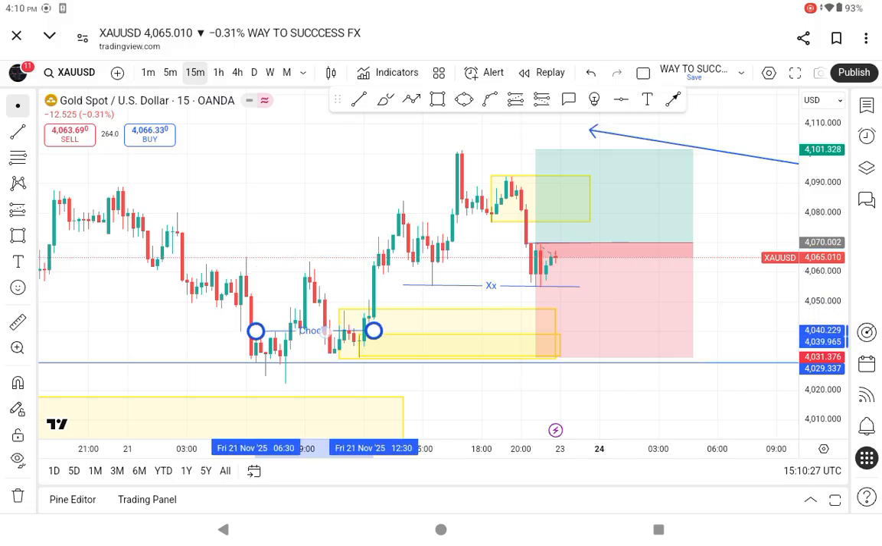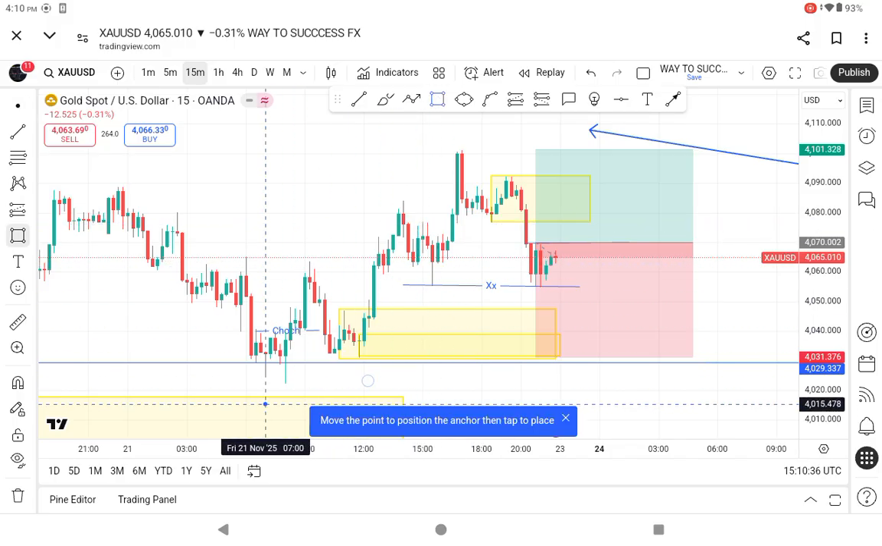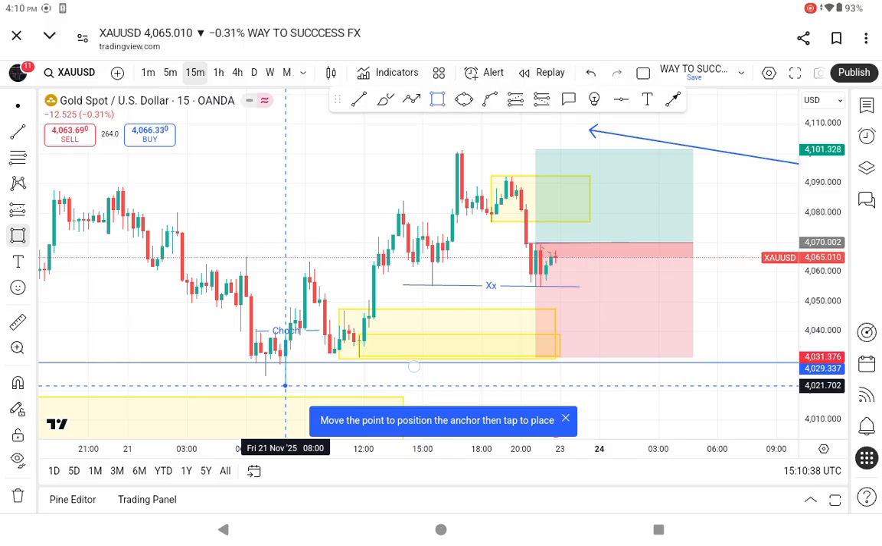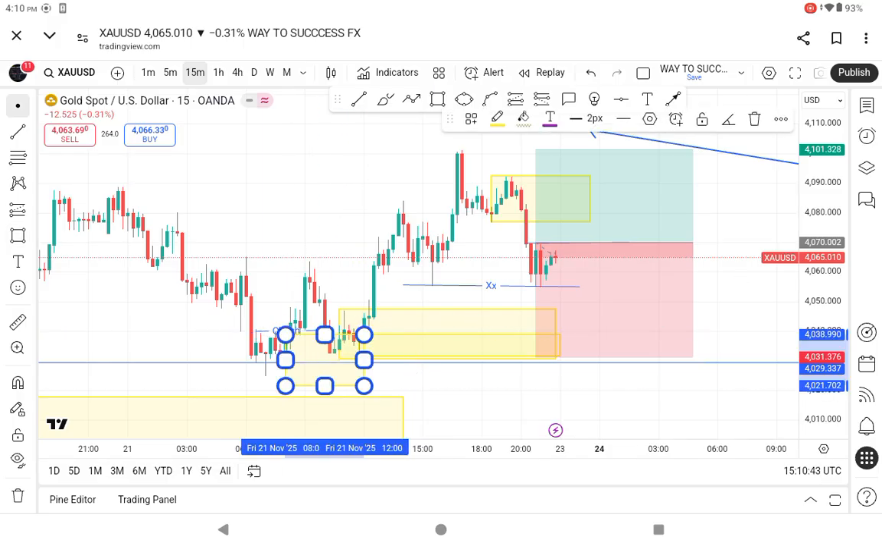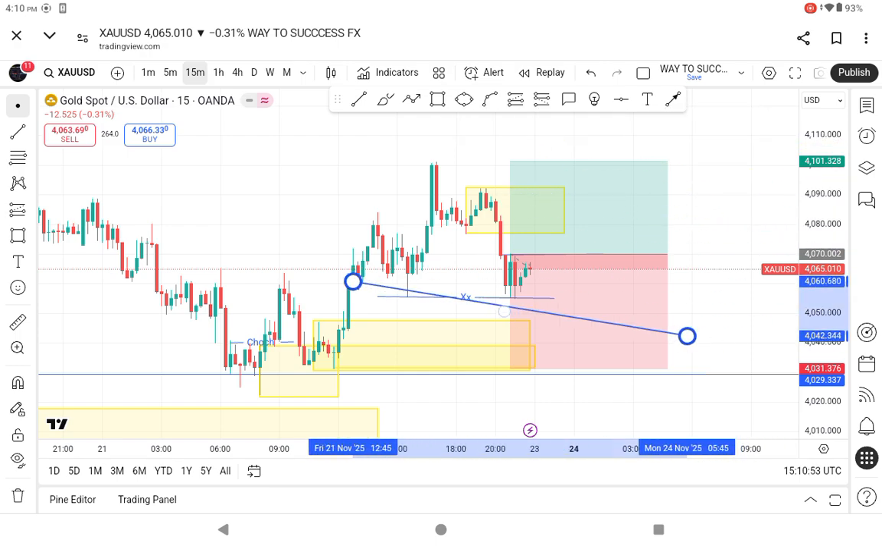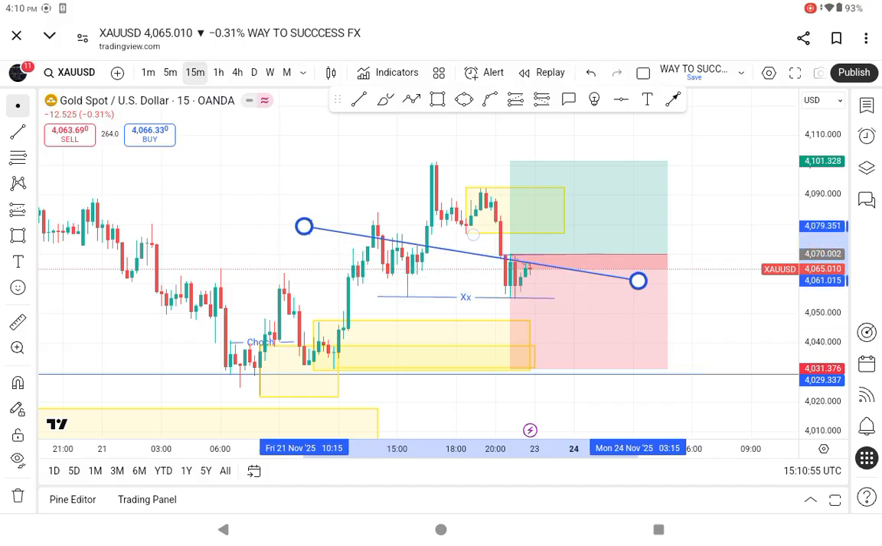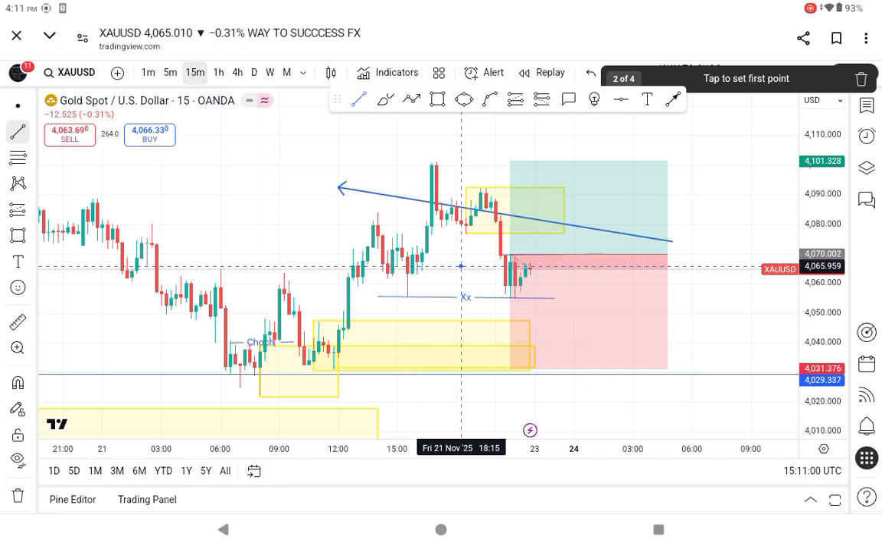Here in 15 minutes, this is my change of character. And price traded back to this other block here, and continued going to the upside until before the market close. We have this swing high. After we broke this high, this is now my break of structure.